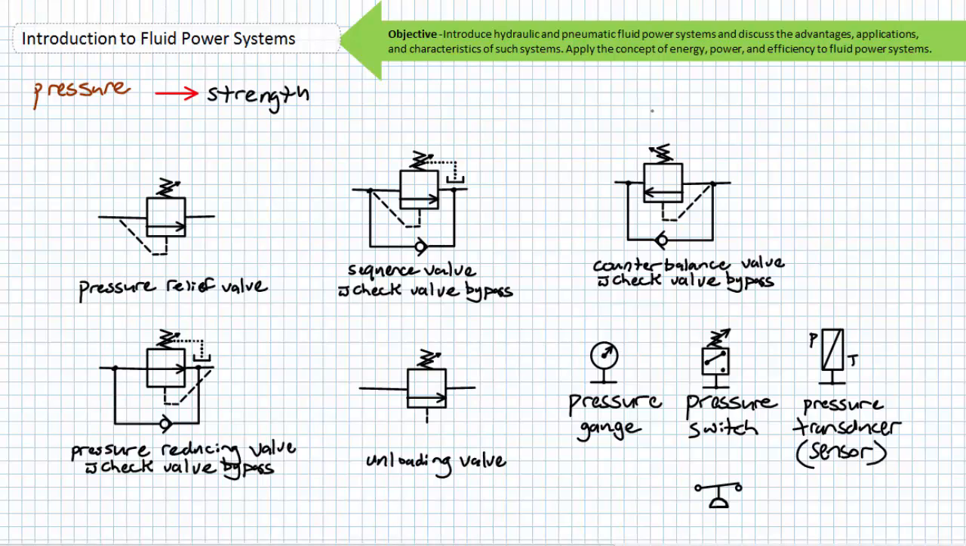Pressure is measured using a pressure gauge or manometer, symbolized by almost a clock-looking dial with a needle that points at the pressure reading. Pressure switches and pressure sensors, sometimes called pressure transducers, perform automatic monitoring of pressure for electrically controlled fluid power systems. We'll examine these measurement devices in greater detail in later lectures.